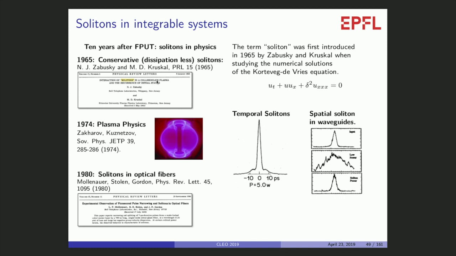Now, solitons in the optical domain were first observed in the 1980s. This was by Mollenauer, Stolen, and Gordon at Bell Labs. This is an example here of their temporal solitons. These were light pulses that were launched into an optical fiber, and they preserved their shape over distance.